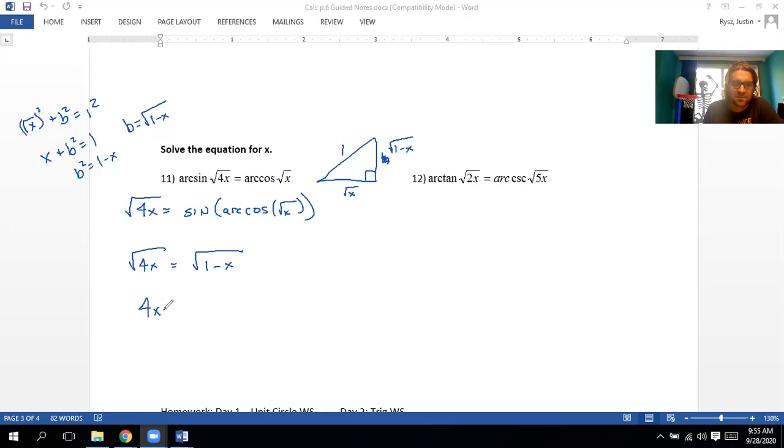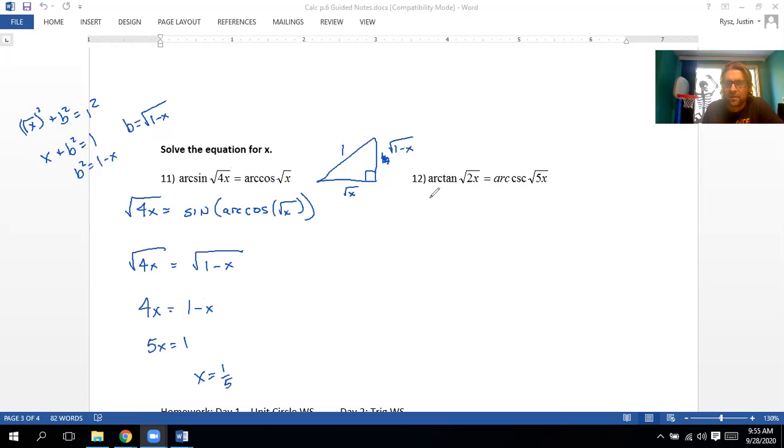So if I square that, it becomes 4x. If I square this, it becomes 1 minus x. And we can solve here. I can add x over, so 5x would equal 1, and so x would equal 1/5. So that's the value. If you plug it in for both of those, we'd get the same number. So it starts out really crazy, but then it ends simple.